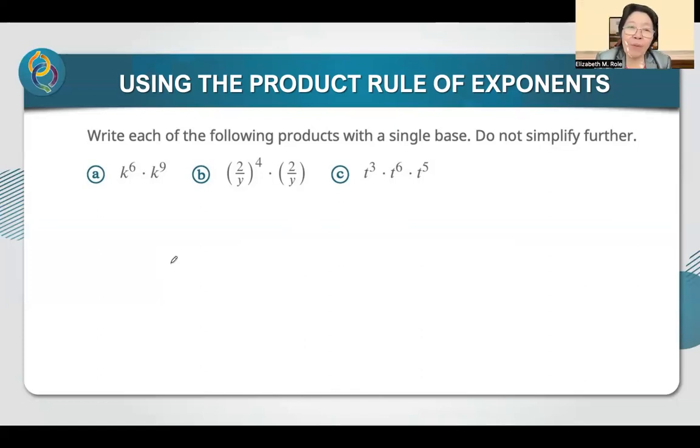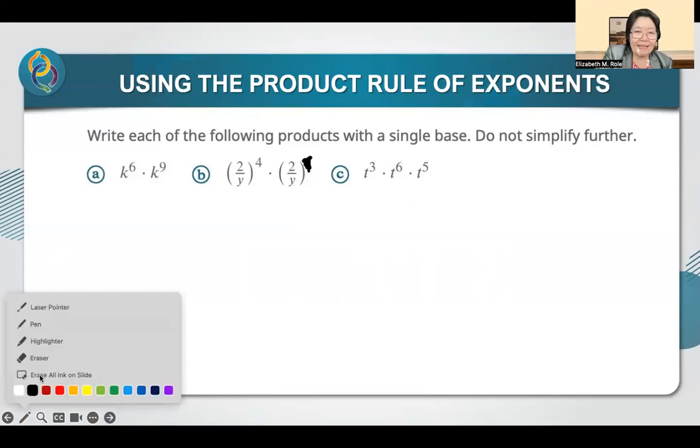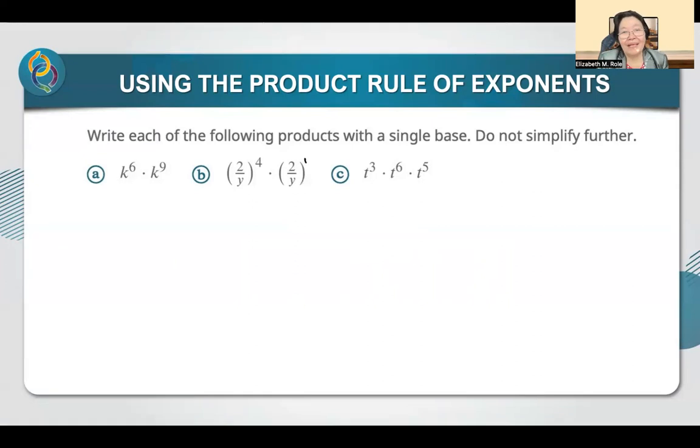If there is no power written, it's understood that the power is 1. Please take note of that. In other words, this one has a power of 1. Let me erase that, I didn't write it nicely. So this is a 1, and that will be 2 over y raised to the 5th power. Good. And letter C? c to the 14th power. Very good. So that's how it is with the product rule.